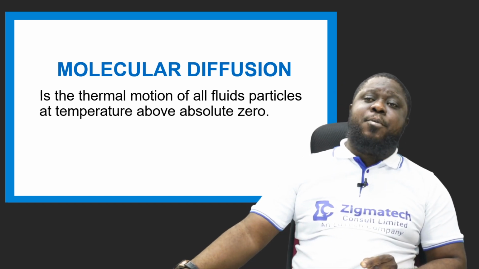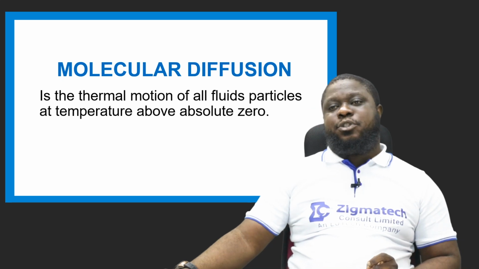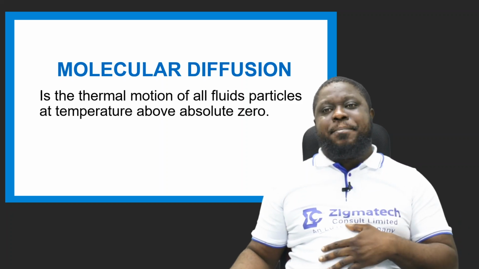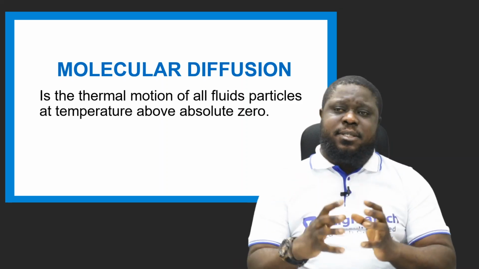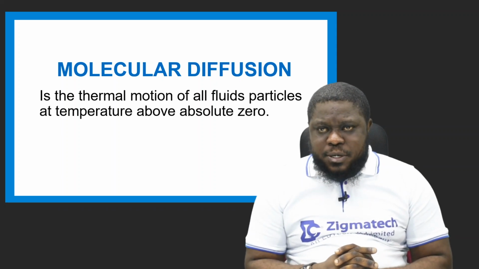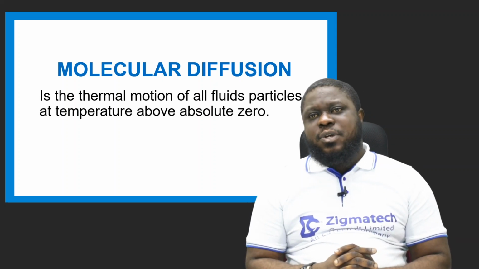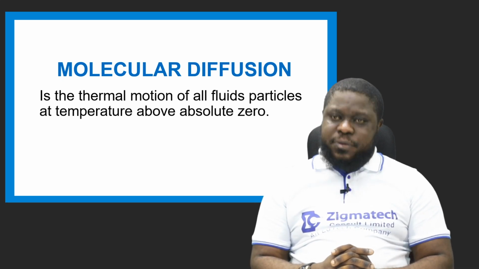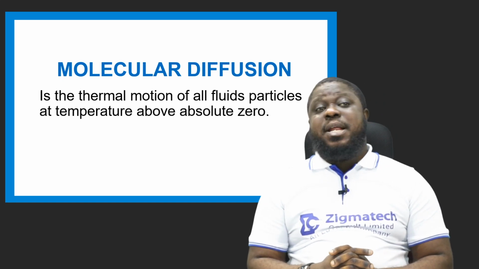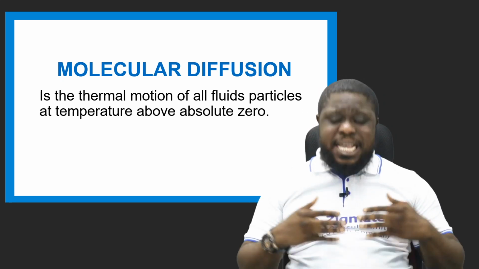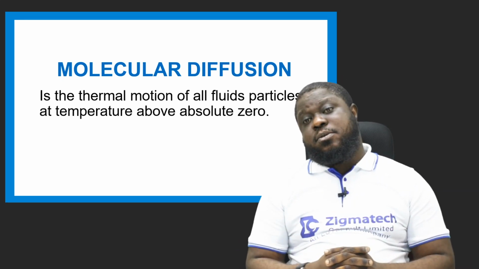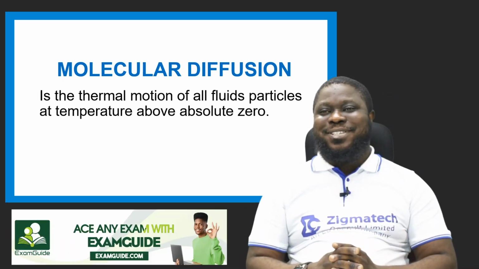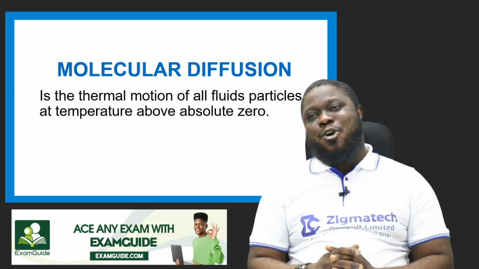Now, the next one is molecular diffusion. Molecular diffusion is the thermal motion of all fluid particles at temperature above absolute zero. Thermal means application of heat. So in essence, when heat is added, diffusion can still occur. When you add heat to a substance, the temperature increases. When you remove the heat, the temperature reduces. In essence, molecular diffusion has occurred.